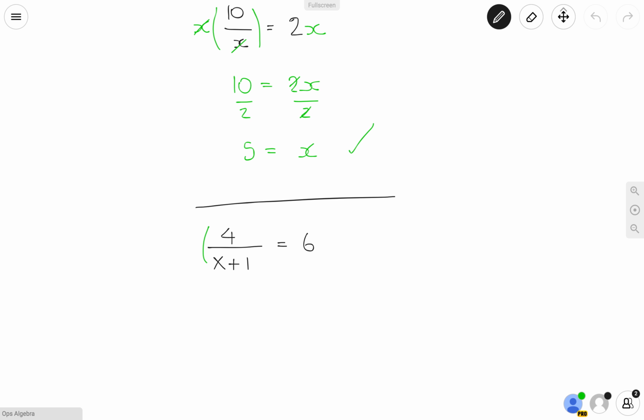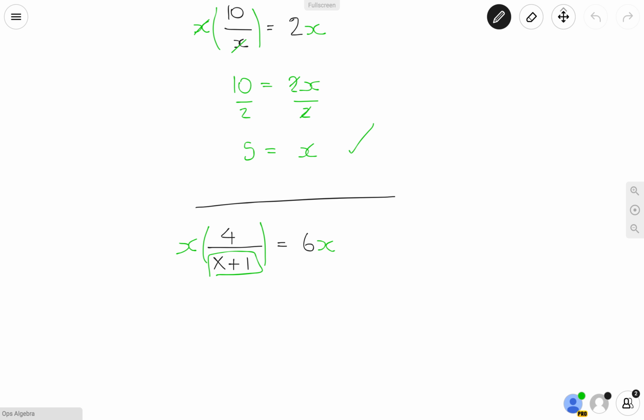So we multiply by x this time. I'm going to show you what's going to happen. Now I've got x times 4 over x plus 1. These don't cancel. You can't do this in this case because it's divided by x plus 1. You can't just get rid of this x without getting rid of the 1. That's not how fractions work.